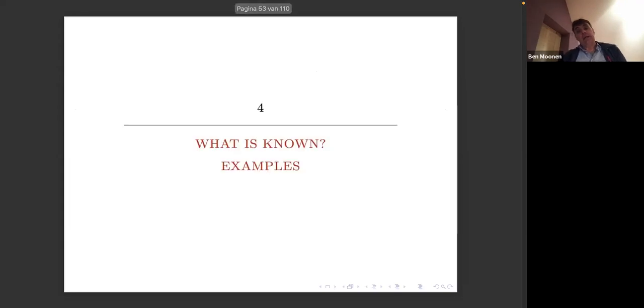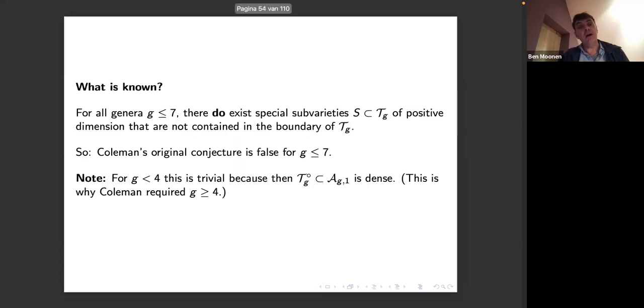Okay, so what's known? As you have seen, I have sometimes replaced the original conjecture, g at least four, by g bigger or equal question mark. And this is not without reason, because we actually know that the original problem is not correct for g up to seven. So for g up to 7, we do have special subvarieties of positive dimension in the Torelli locus.